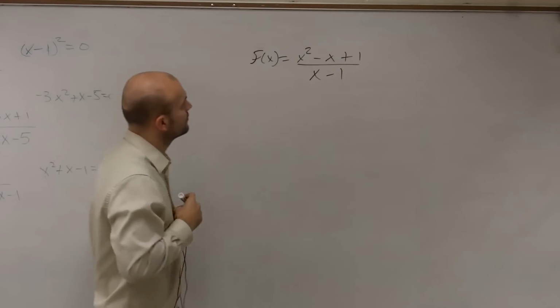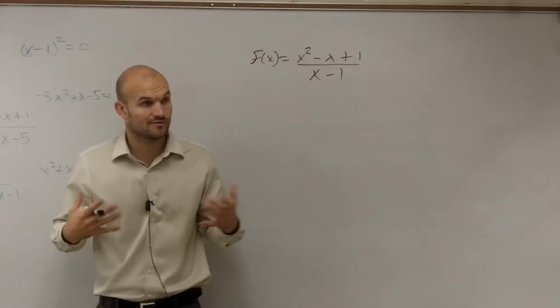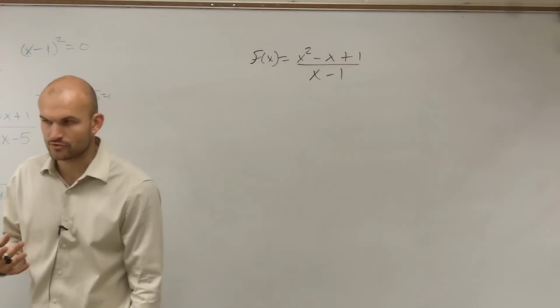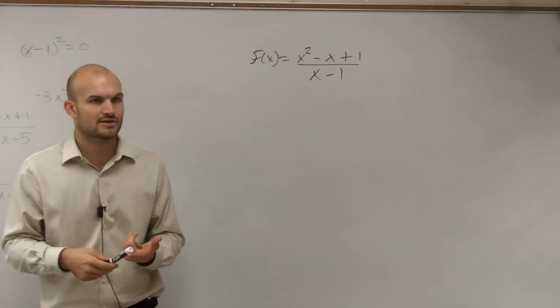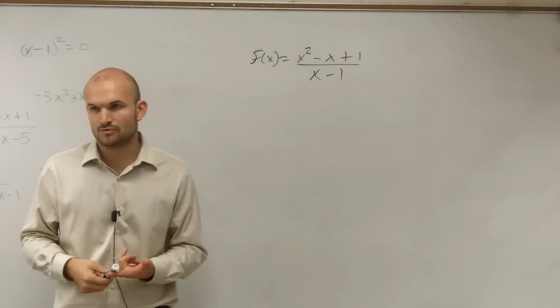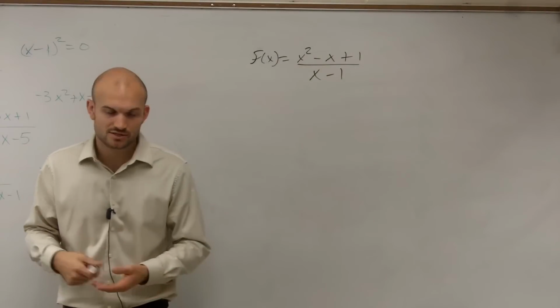OK. So ladies and gentlemen, for this one, what we need to do is find the vertical and horizontal asymptotes, and if there's a slant, we'll check for that. So first, let's do the intercepts. And then we'll go back and check our solution points. Or not our solution points, I'm sorry, our intercepts. And then we'll check our solution points.